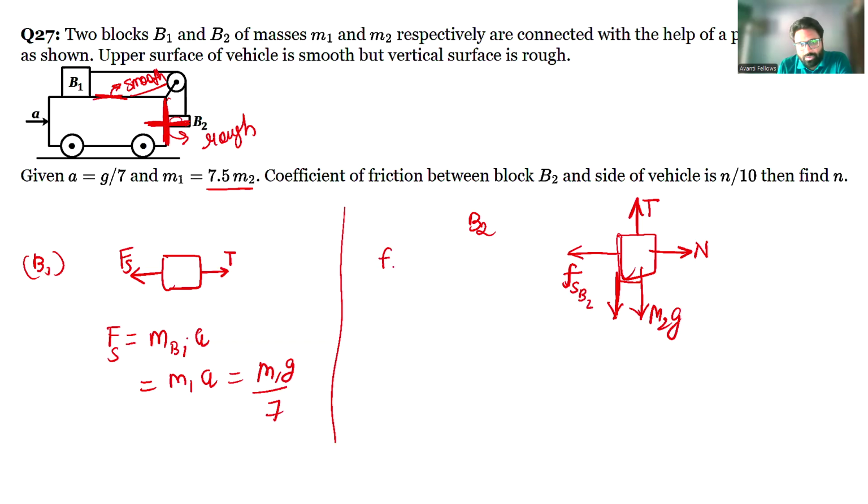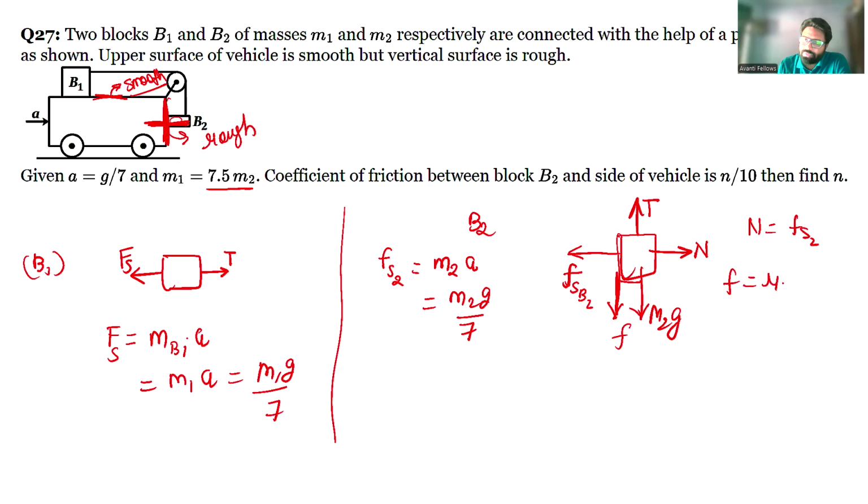So Fs of B2, let's say Fs2, is the mass of B2 into the acceleration of the system. Mass of B2 is m2, so it is m2g by 7. Now for equilibrium, we can say this N is equal to Fs2, and the frictional force is also, let's say, small f.